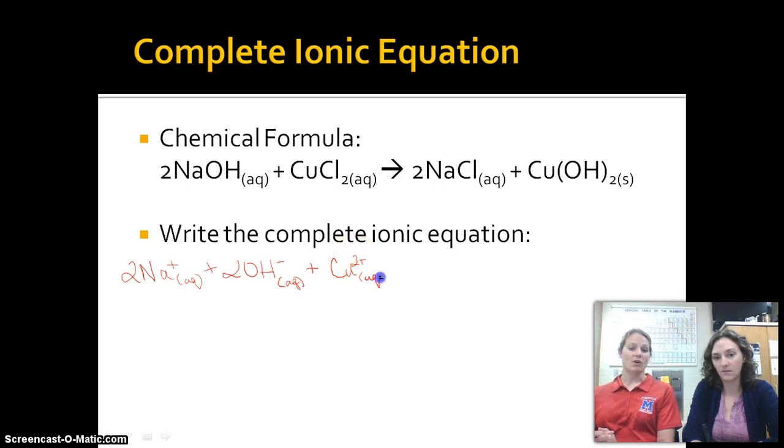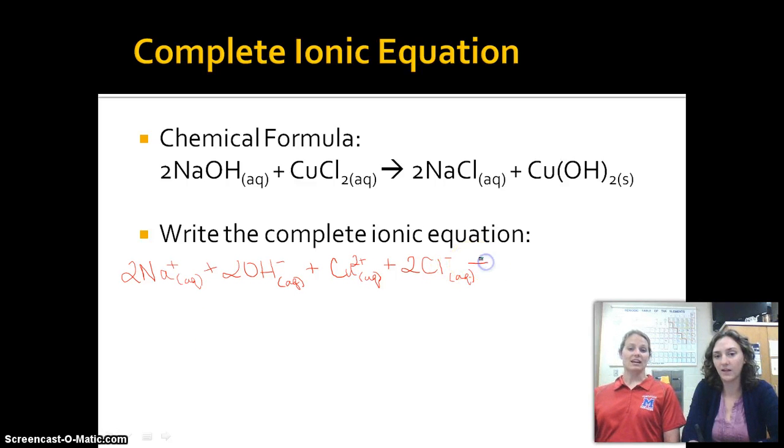Now we're on to the second compound. We're just going to keep going: the copper, which is going to have the 2+ charge, and then the chlorine had a subscript of 2. That subscript of 2 only goes for the chlorine ions, so we have to showcase that there are 2 of them. Now we're going to move to the product side.